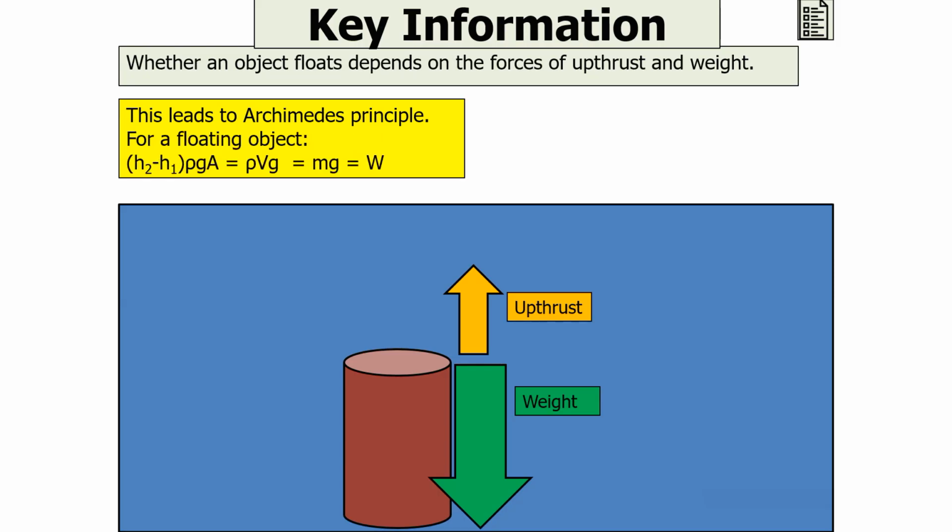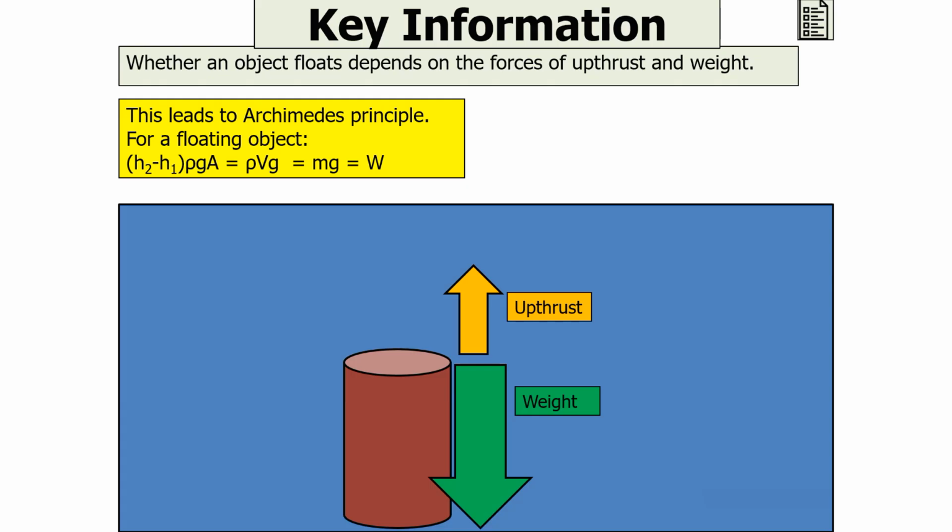So for a floating object, we can write this mathematically, as we would say (h2 minus h1) ρ g A equals ρ V g, because you can see that the change in height times the area is the volume, that will equal the weight of the object, which is mg.